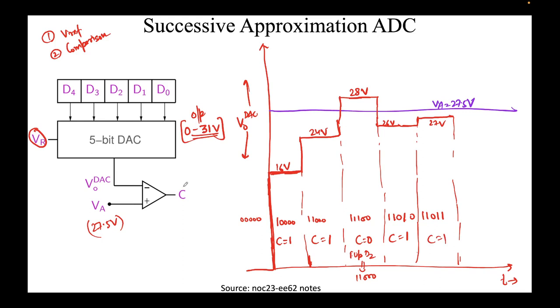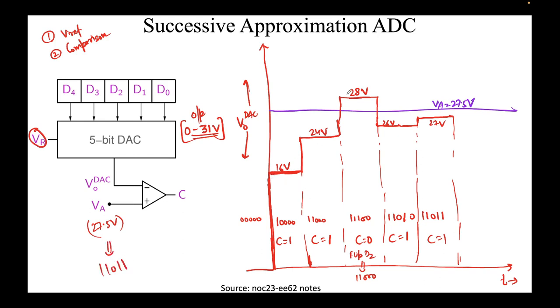Remember, it actually gives plus or minus V set. I'm denoting higher by 1, so the comparator is 1. If the comparator is 1, we don't need to flip D0 in this case. So whatever the value, you get this finally here. That is your final answer. So the final answer for this is 11011. So 27.5 will correspond to 11011.